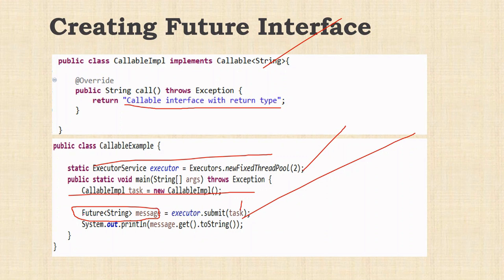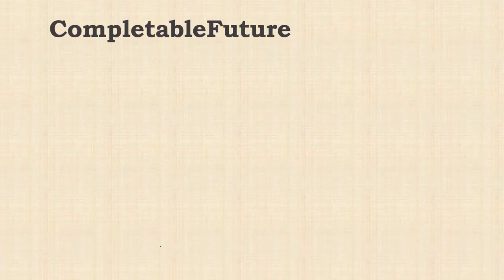The type of our reference variable message is Future. So we can get this value with message dot get dot toString. That means we are fetching the string value. Message get is a method of the Future interface to fetch the result of your Future. Okay, so let's move to the next topic, CompletableFuture.